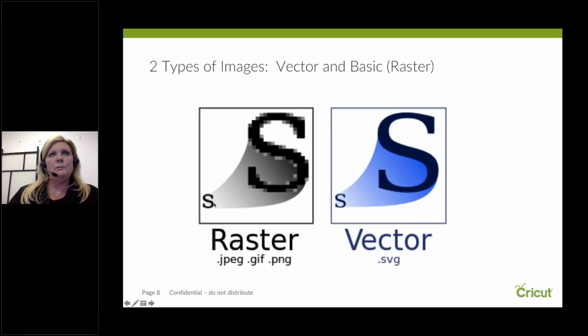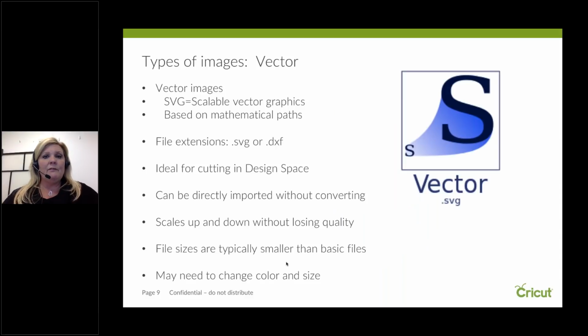Raster images, if you were to make it bigger and enlarge it, you would see this is called pixelated. There are all these little pixels because that's how it was designed, like a JPEG or a GIF or a PNG file. Let's talk about each one specifically.